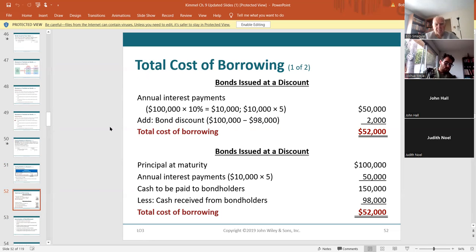Here they're giving a fairly complicated look at the accounting for this thing. The annual interest rates, annual bond discount, 2,052, okay. 52,000 principal.